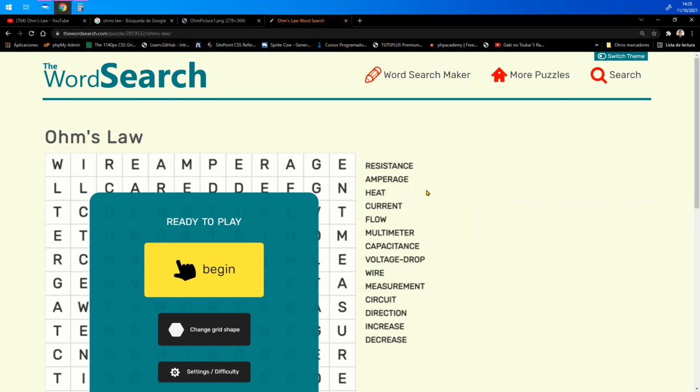Resistance. Amperage. Ese va más como así, amperage, así junto. Heat. Resistance, amperage, heat, current, flow.